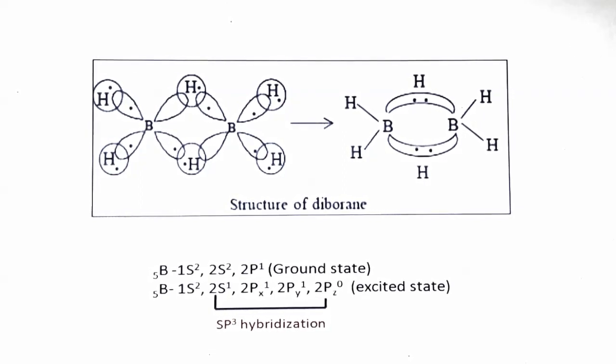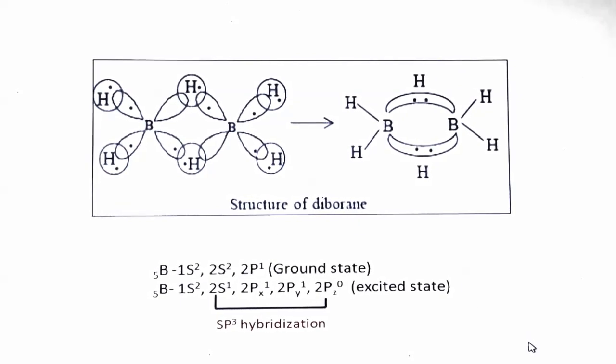So in short, in diborane we have 4 terminal hydrogens and 4 simple covalent B-H bonds. So 4 B-H bonds we have and 2 B-H-B bonds we have, which are also known as banana bonds and are formed by bridging hydrogen.